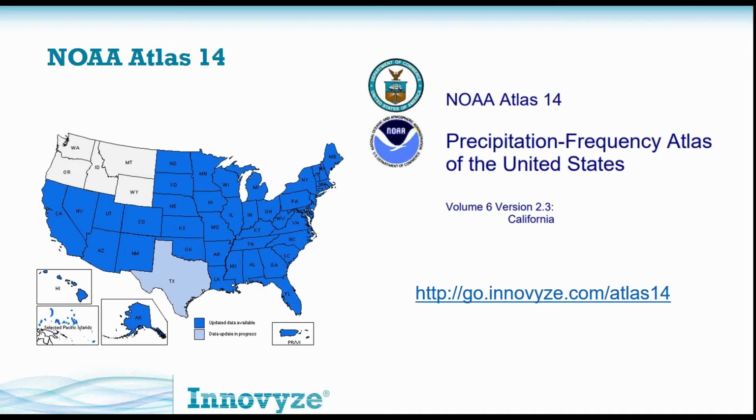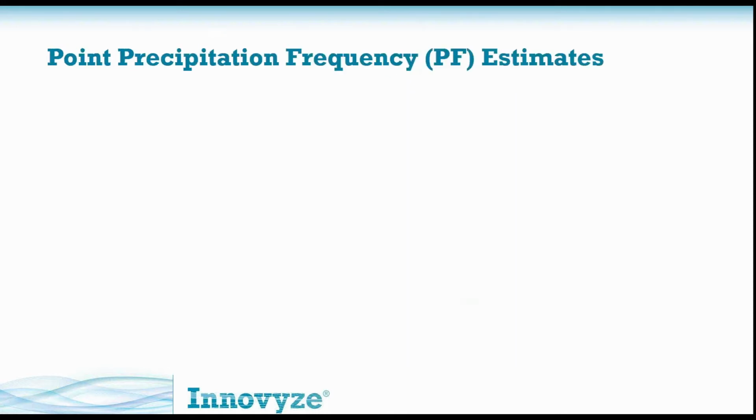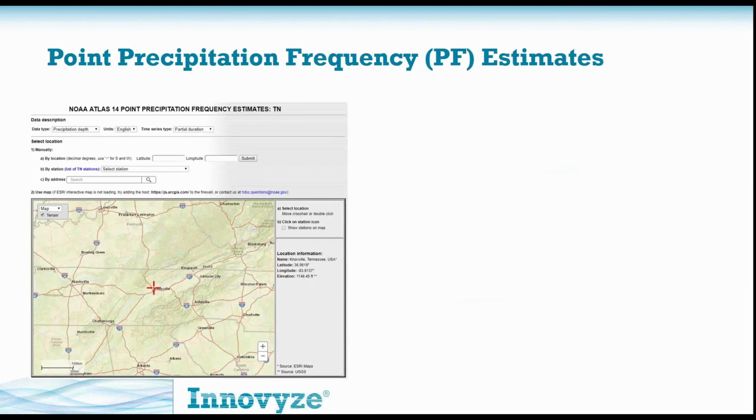And if you click on your state of interest, you'll get into a nicer view that will allow you to pick where your project is. In this case, I grabbed a screenshot of Atlas 14, the point precipitation estimates here in Tennessee. And you get to select what data you want.